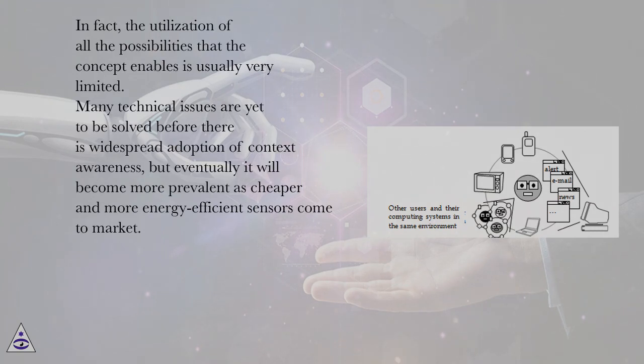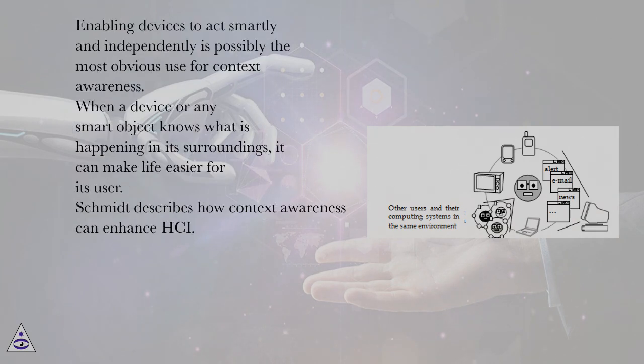Many technical issues are yet to be solved before there is widespread adoption of context awareness, but eventually it will become more prevalent as cheaper and more energy-efficient sensors come to market. Enabling devices to act smartly and independently is possibly the most obvious use for context awareness. When a device or any smart object knows what is happening in its surroundings, it can make life easier for its user. Schmidt describes how context awareness can enhance HCI.